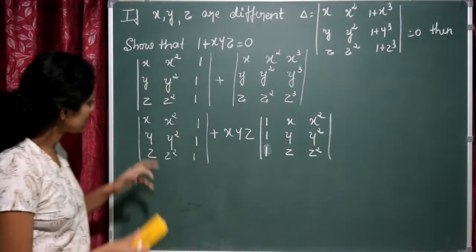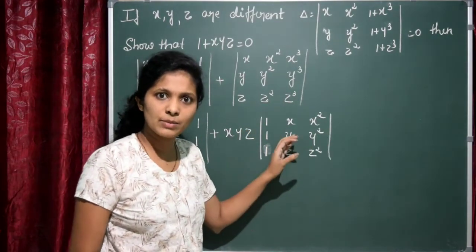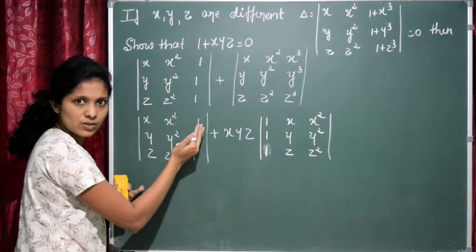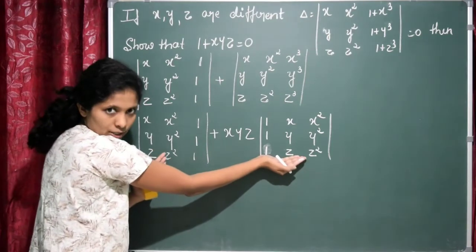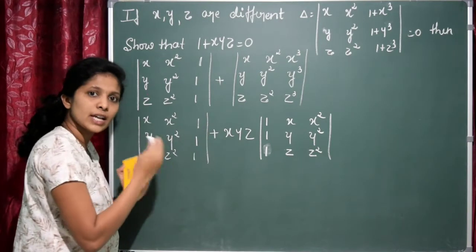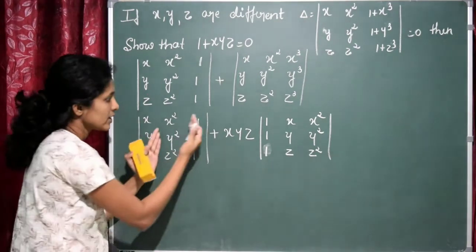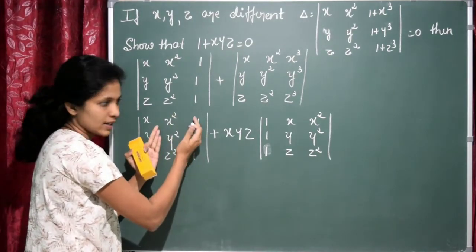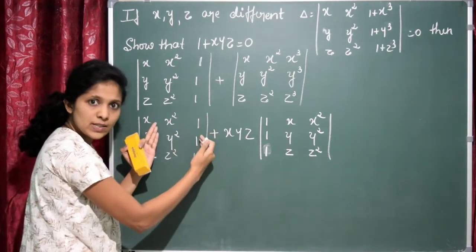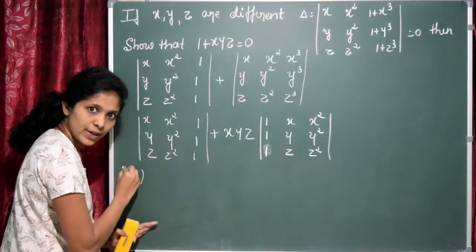Now we can compare these two. x square, 1 is there, and 1, x square is there. Both are similar but the rows are different, so for that reason we will interchange these rows to make these two determinants the same. If you interchange any two rows or columns, then the determinant will be multiplied by the negative sign. Now I will interchange these two rows, writing 1 here and x square, y square, z square here. Now the determinant is multiplied by minus 1.